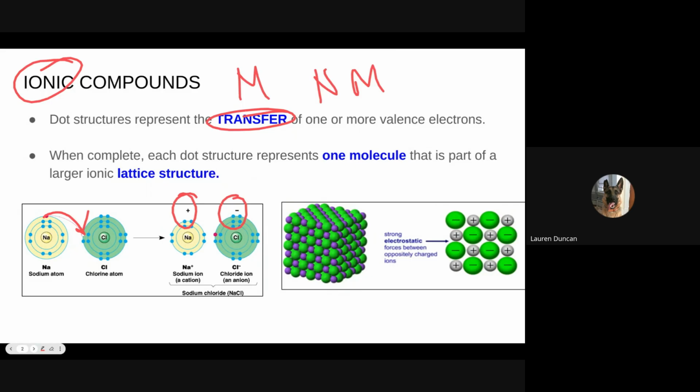Okay, so what our dot structures are going to represent here is just one molecule in the lattice structure of an ionic compound. So remember, when you have a bunch of ionic molecules all together, they align themselves in this alternating pattern of positive and negative charges. They all attract each other strongly. So what we're going to draw today is just one molecule, one combination of positive and negative charge within that larger lattice structure. Okay, these aren't hard to do.